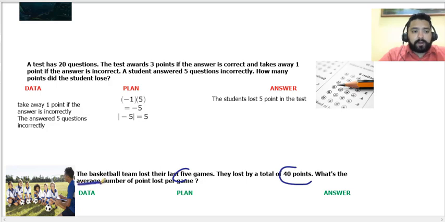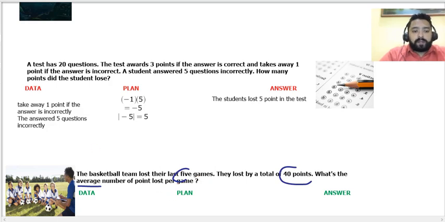Average is another word that we can use as a keyword. Average means division, okay? Or number of points lost per game. So the average means division. The basketball team played 5 times, and in total they lost 40 points. And we need to know how many points they lost per game.